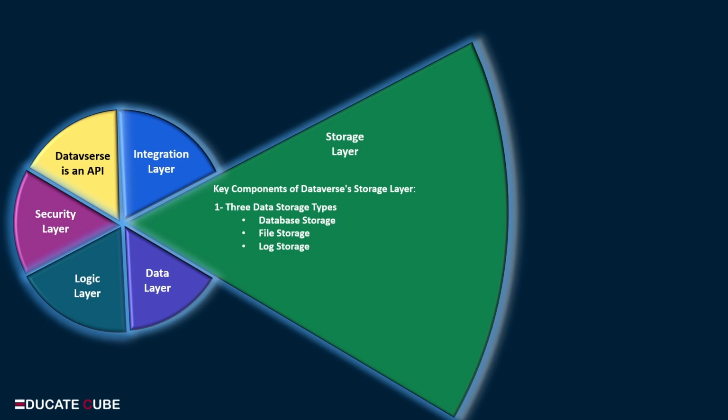We have a total of six key components of the Dataverse storage layer, out of which the first is three data storage types. Among them, first is database storage. It handles structured and relational data stored in tables, previously called entities. Think of it as a place for text, number, date, and lookup columns. This storage is powered by Microsoft SQL Server, providing reliability and scalability for your data.